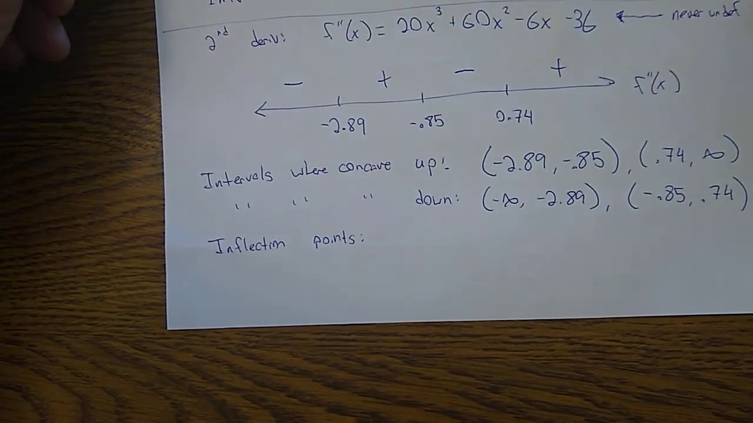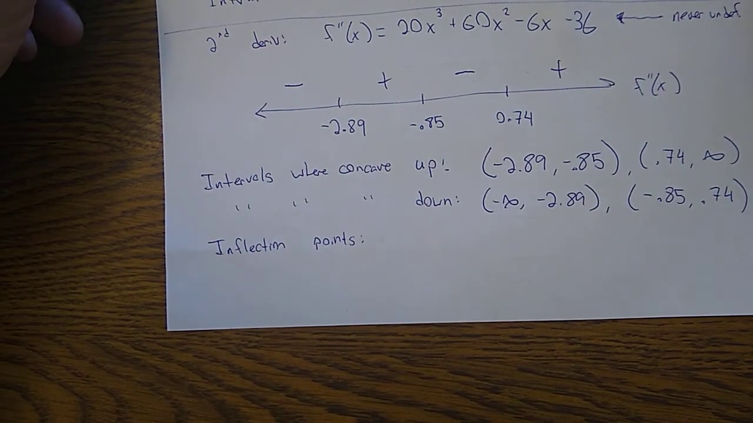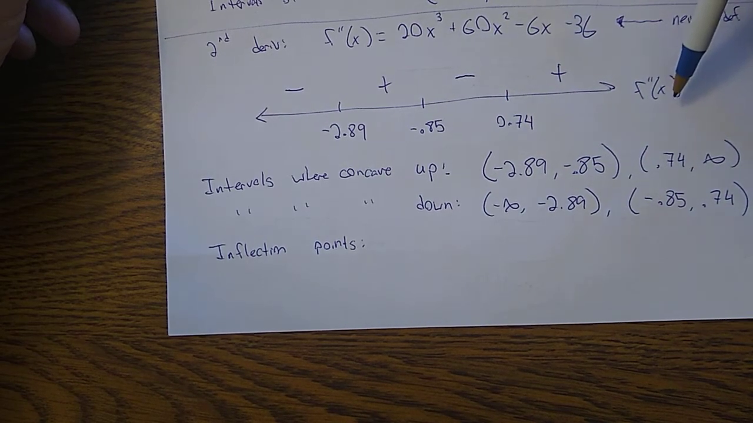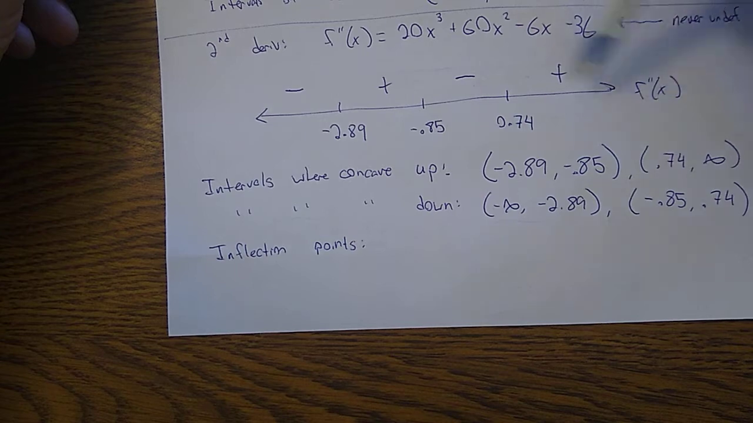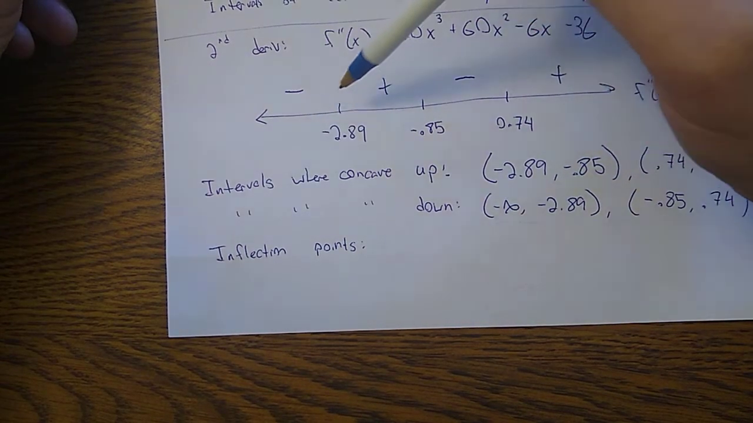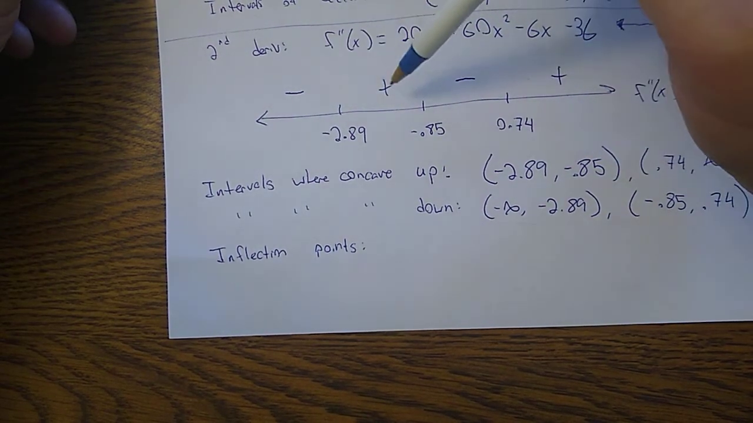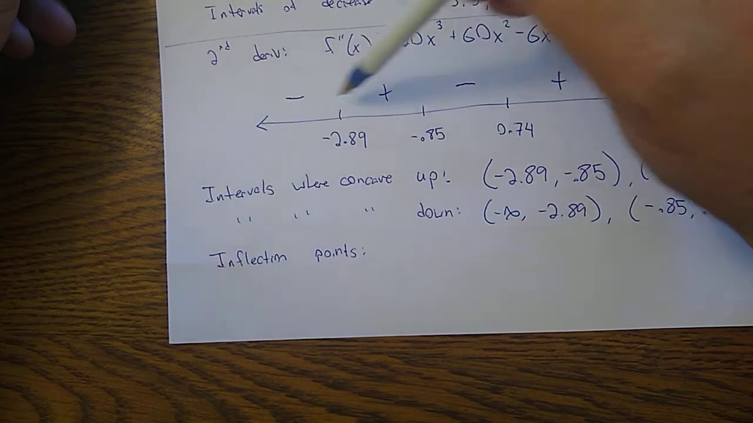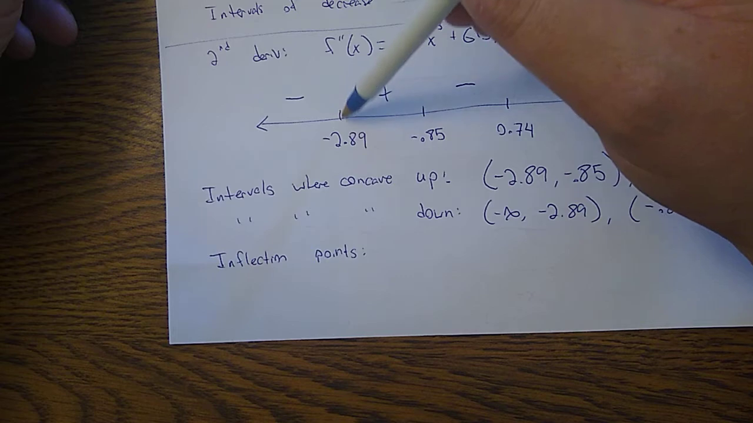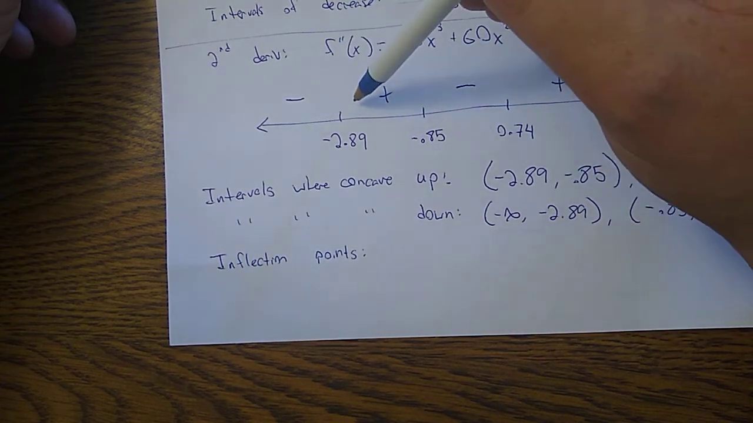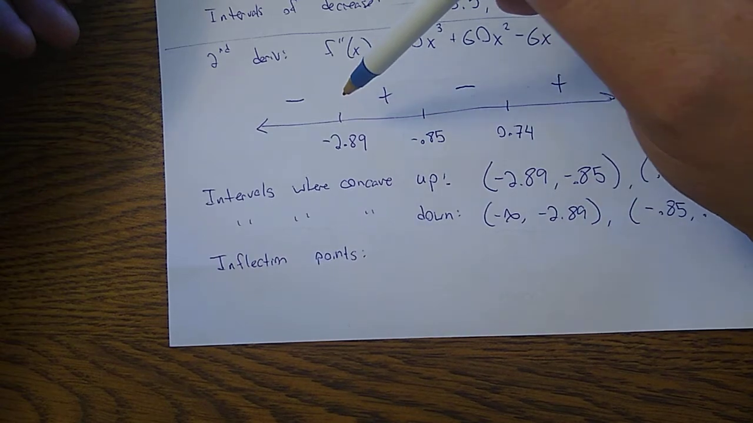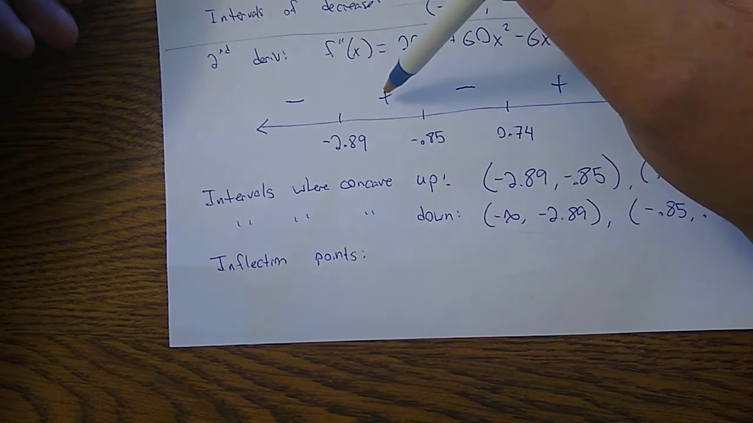An inflection point is where the concavity changes. I am well positioned to determine those by looking at this number line. Concavity changing means it's changing from a plus to a minus or a minus to a plus. Sometimes when you do these number lines, you'll see one of these numbers and maybe it has plus on both sides or minus on both sides. That's not an inflection point. An inflection point is where it changes.